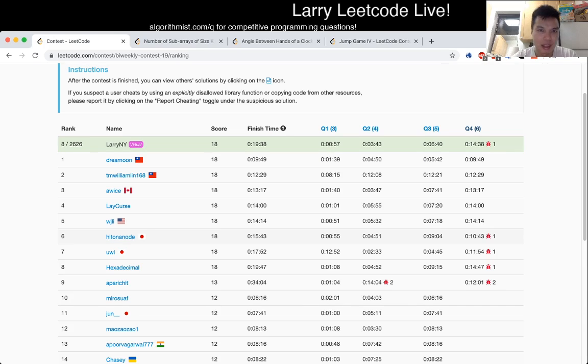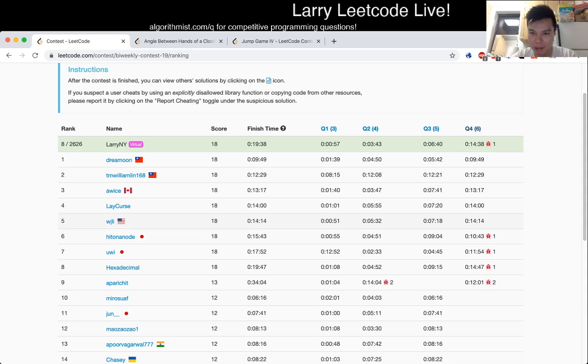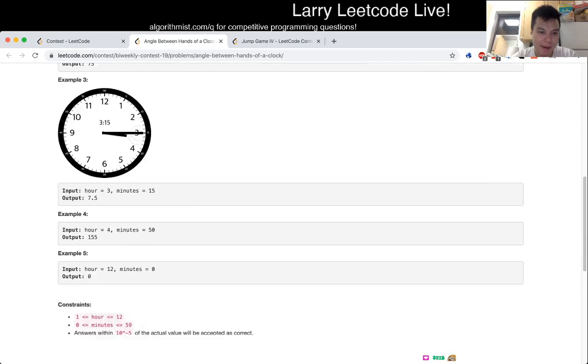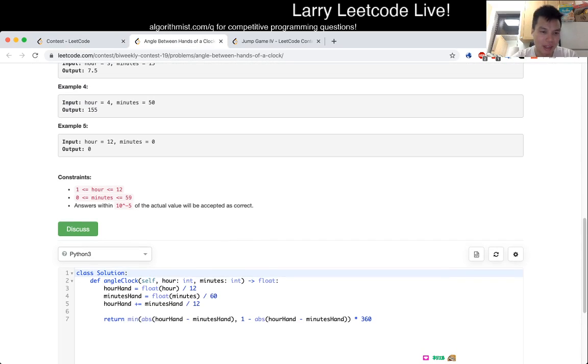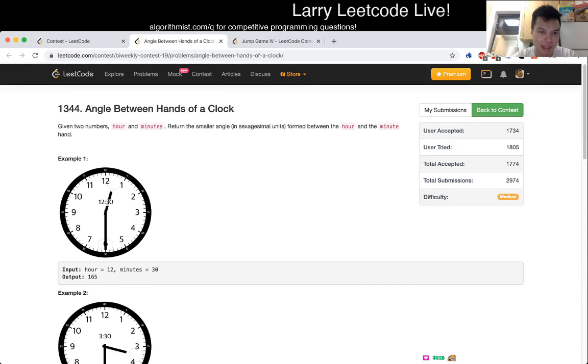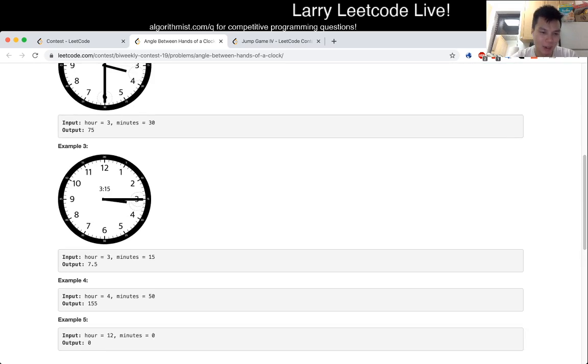Guess that's okay. Angle between hands of a clock. I also took 3 minutes on this one. People are really fast. I mean, this is essentially a function, right? So I don't really know how to explain it. I think the only tricky thing is, and to be frank, I've definitely done this problem in some form before, and it's just a fun problem to think about, at least in some way.